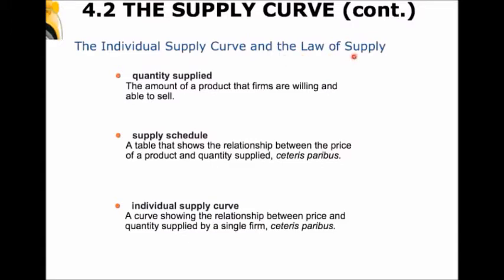First, we talk about the quantity supplied. That's how much of a product a firm is willing to produce and sell. The supply schedule tells us different combinations of the price of the good and how much the quantity supplied is, ceteris paribus. So, holding all of those other variables that affect how much is produced and sold constant. And the individual supply curve is the graph that represents the supply schedule. Here's an example of an individual supply curve.